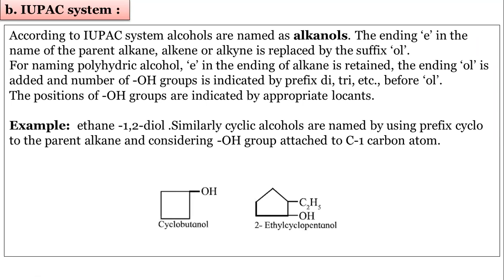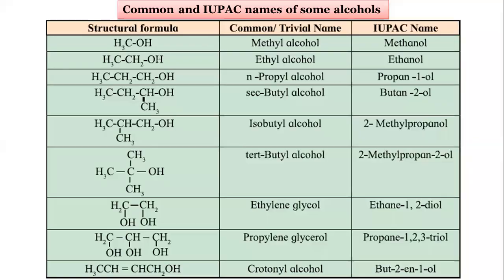If 2 OH groups are there, it becomes diol. If 3 OH groups are there, it becomes triol. If 4 OH groups are there, it becomes tetrol. In this chart, clearly we can see common names and some IUPAC names.